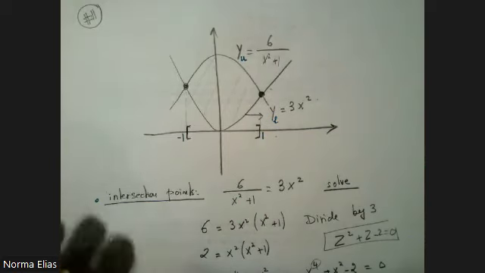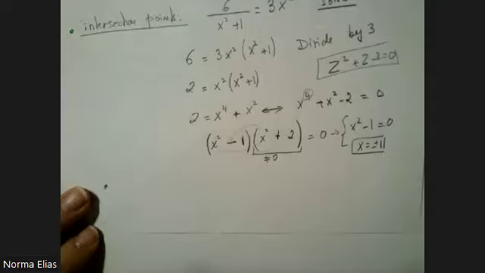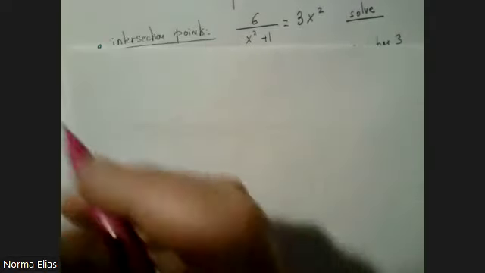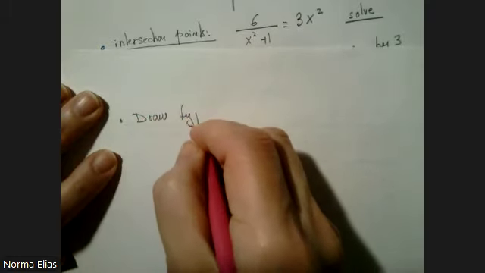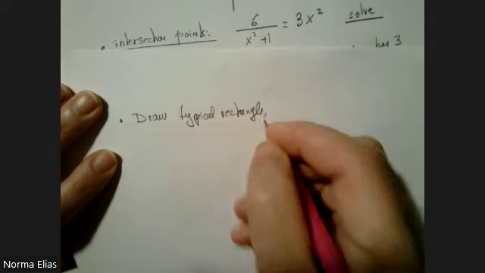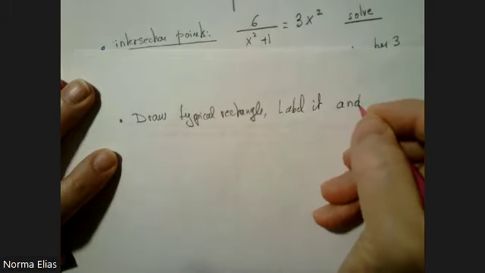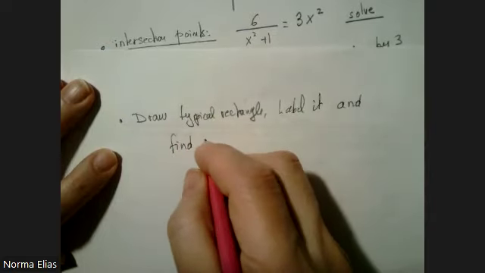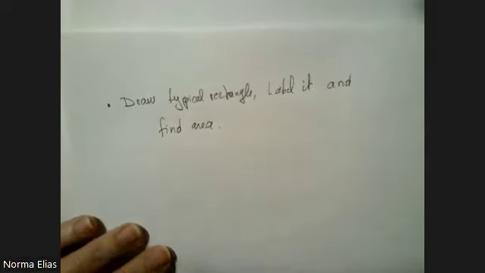Step number 3 is the way I will ask you the problem: I will ask you to draw a typical rectangle and find its area. What am I talking about? So question number 2 is: draw a typical rectangle, label it, and find the area. Okay, so that will usually be the question. So what do I mean by that?